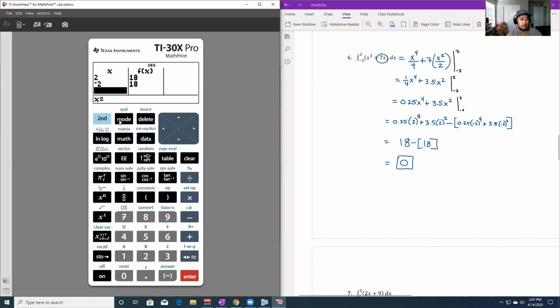Okay, that's it. Okay, check my work, of course. Second integral, -2 to 2 of x cubed plus 7x. Done, done, done. Hit enter. 0. My goodness. There you go. That's how we check our work.